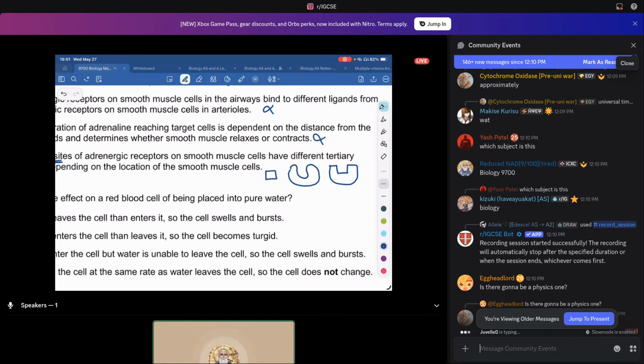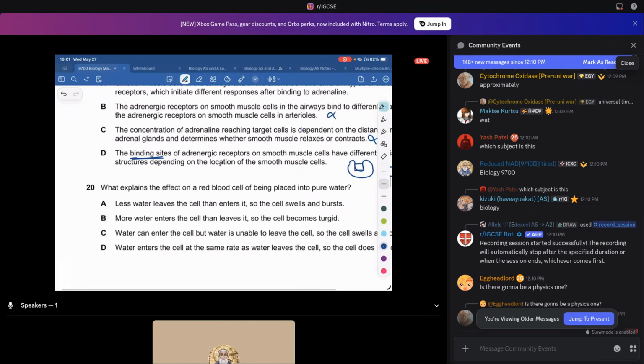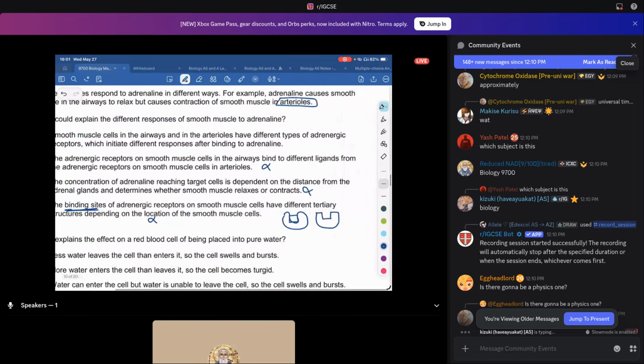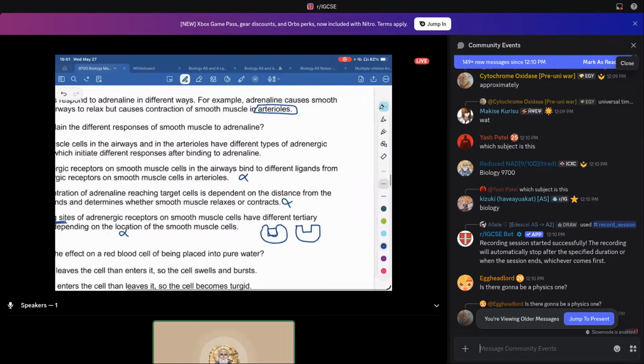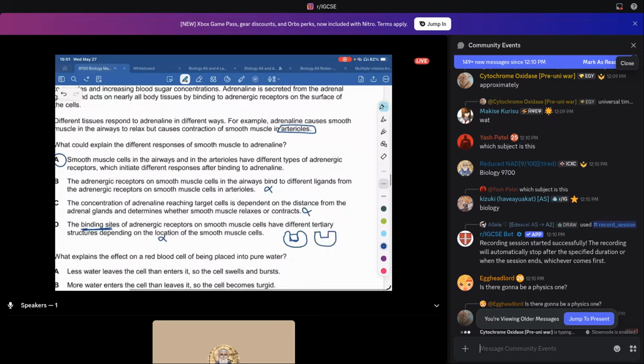Now, this is adrenaline, for example. If they have different structures, the same adrenaline molecule will not fit into both different binding sites. So again, D is wrong. Now let's go to the correct answer, A. Smooth muscles have different types of receptors which initiate different responses. This is correct.